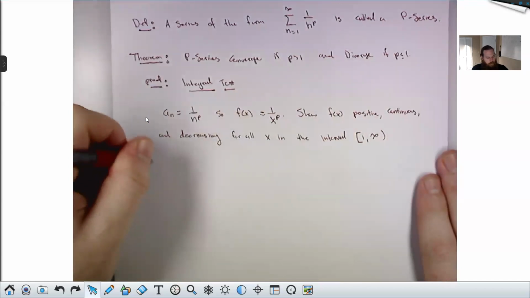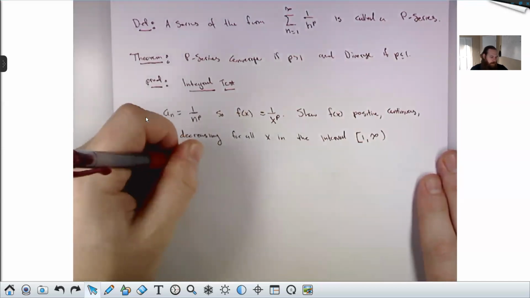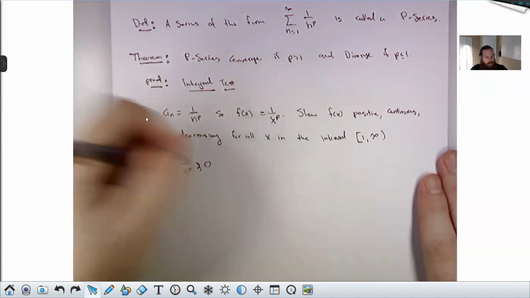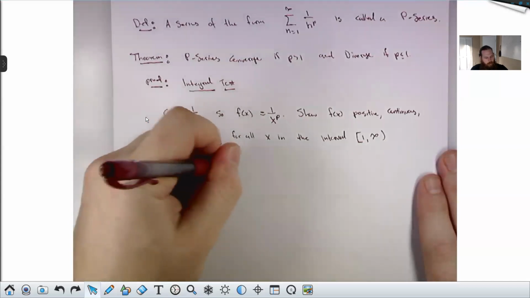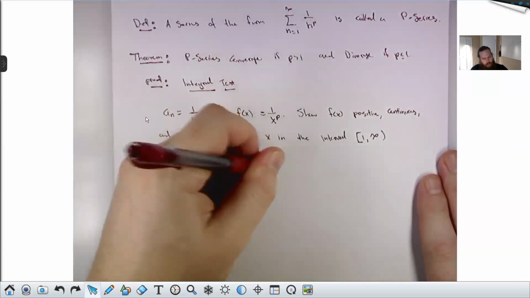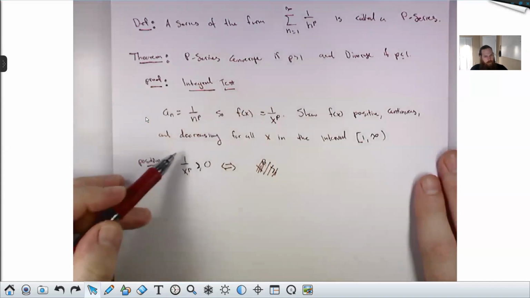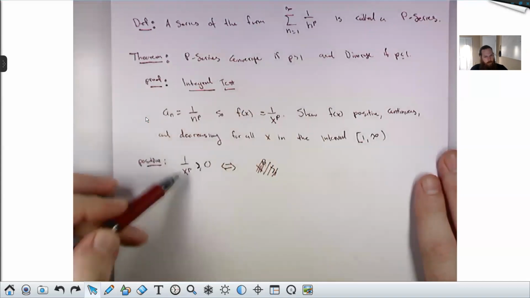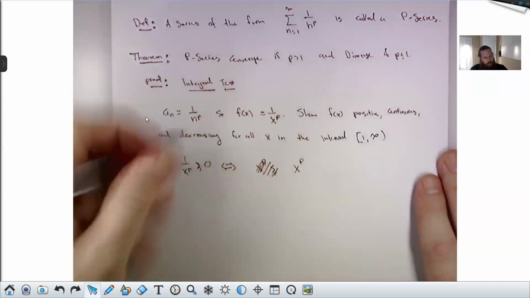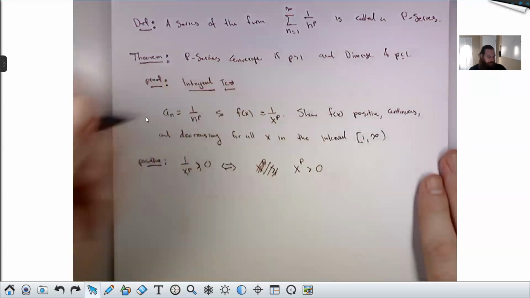Positive? Okay, let's take a look. 1 over x to the p is greater than 0. Let's say greater than or equal to, because positive or non-negative, either one is okay. If and only if x to the p is greater than 0. Again, the top is positive, the top is 1. So the whole fraction will be positive as long as the bottom is also positive. But here, the bottom is equal to 0 when x is 0. So I should say when x is greater than 0.